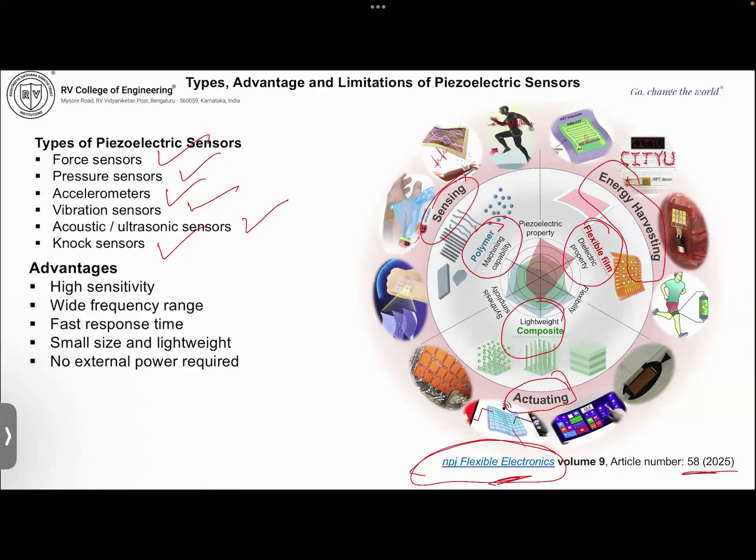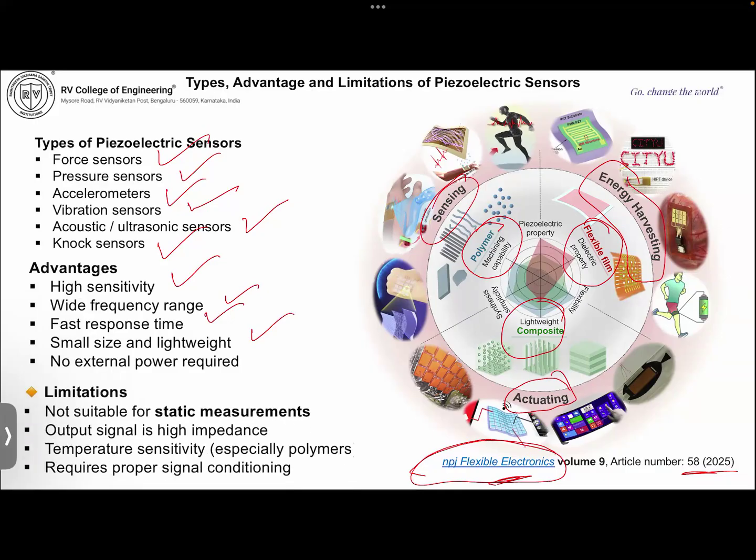So the advantages of these piezoelectric sensors are that they are highly sensitive, have a wide frequency range, a very fast response time, and are small in size and lightweight. They are compatible, and no external power is required. The limitations are that they are not suitable for static measurements. The output signal is of high impedance.